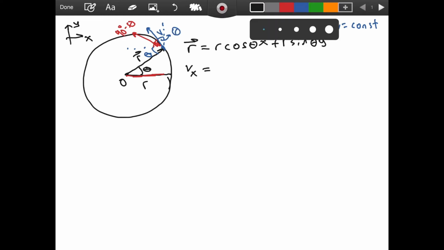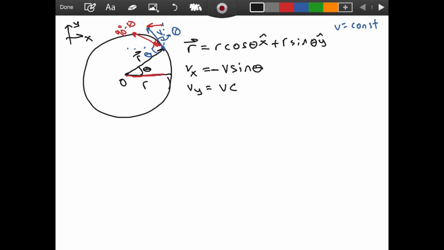So using that, we see the Vx, the x component of our velocity, is equal to V sine of theta, right? This part. And it is negative because it is pointing in the negative direction. For Vy, we have V cosine of theta, this part, and it is positive because it is pointing in the positive y direction. Now we have everything we need to find the magnitude for centripetal acceleration.